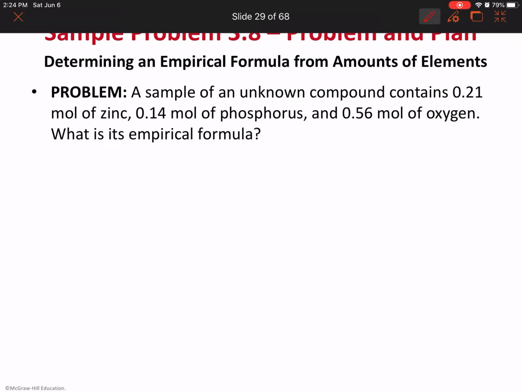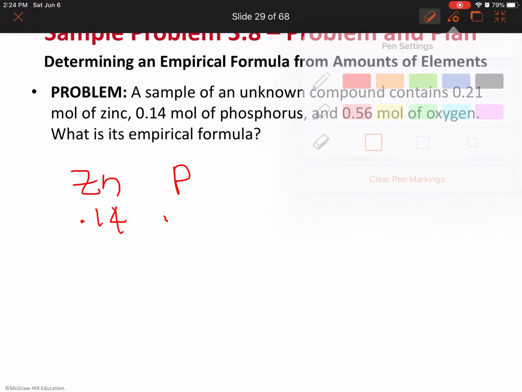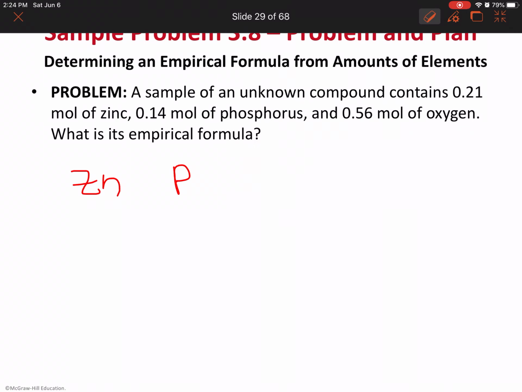Let me rewrite this. So we have zinc 0.14, phosphorus 0.21. Messed it up again. Phosphorus 0.21, zinc 0.14, and oxygen 0.56. So these are the number of moles, but they are fractions.